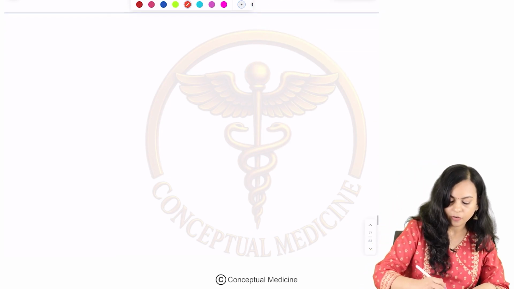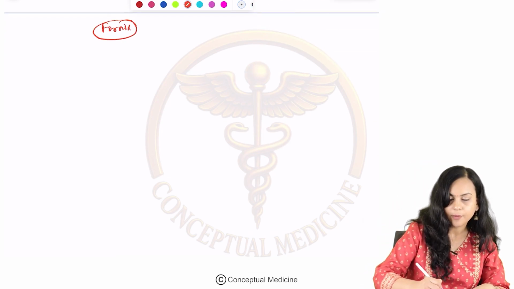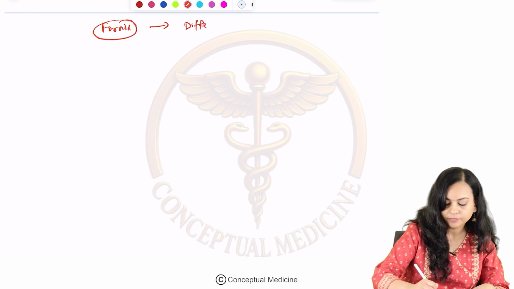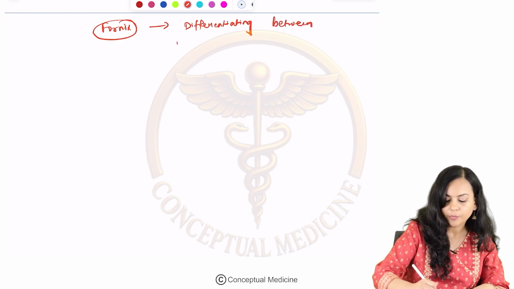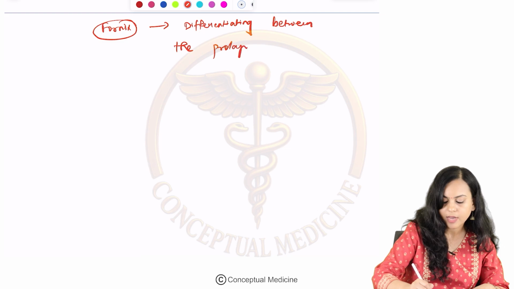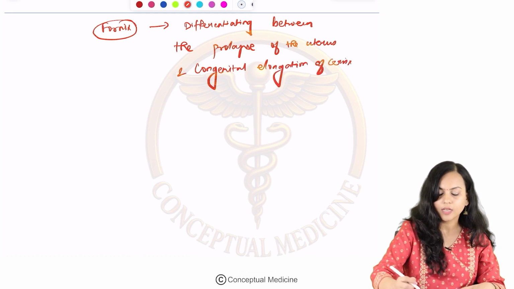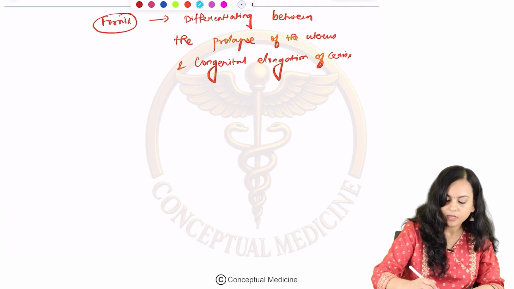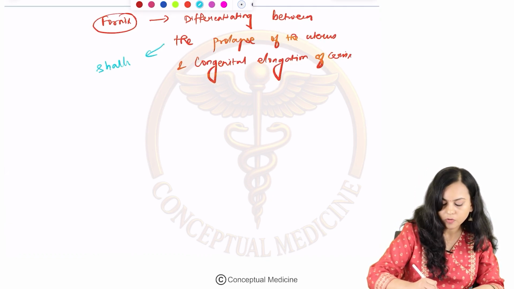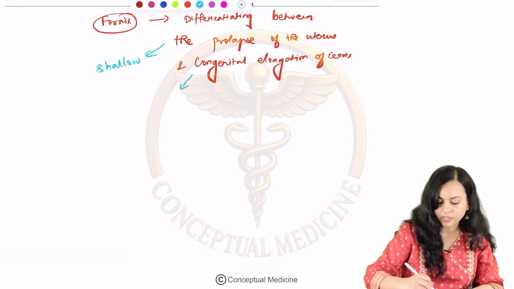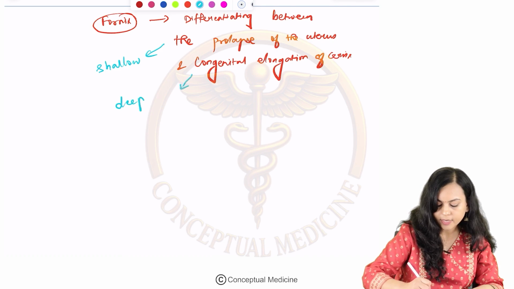What is the importance of these fornices? Fornix is helpful in differentiating between the prolapse of the uterus and congenital elongation of the cervix. Because in prolapse of the uterus, these fornices are usually shallow, whereas in congenital elongation of the cervix, the fornices are usually deeper.